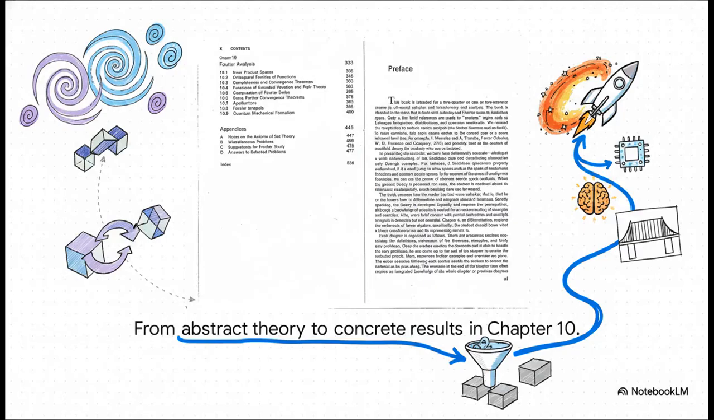And hey, you don't even have to take my word for it. This right here is the table of contents from the actual chapter that inspired this. Just look at the progression. It starts with inner product spaces, orthogonal families, all that abstract theory we just covered. And where does it end up? Applications and quantum mechanical formalism. This shows you the direct path from a pure mathematical idea to a tool that literally changes the world.